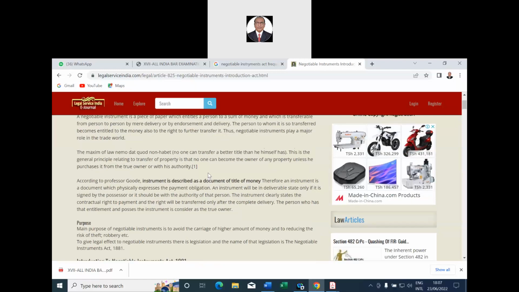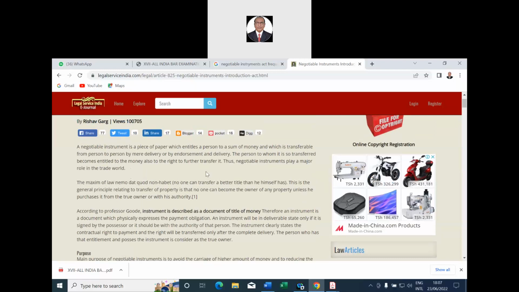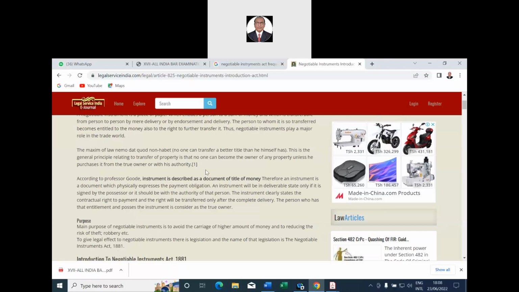So when you read it, see what possibilities there would be to change it. The negotiable instrument plays a major role in the trade world. I can frame the question: the negotiable instrument plays a major role, dash, in the trade world, in the market, in the business, or none of the above, we can make it out. So the right approach is in the trade world. Now the maxim of law is also important: nemo dat quod non habet. No one can transfer a better title than he himself has.